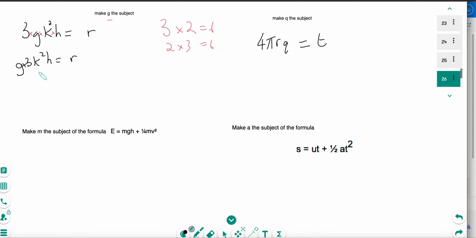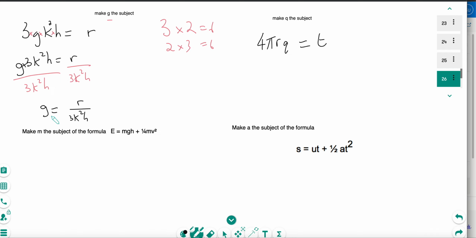To get rid of multiplying, I'm going to divide. So I'm going to divide both sides by 3k squared h. On the left-hand side, the 3k squared h and the 3k squared h cancel out because multiply and divide are opposites. So the left-hand side is just g. The right-hand side is r over 3k squared h.